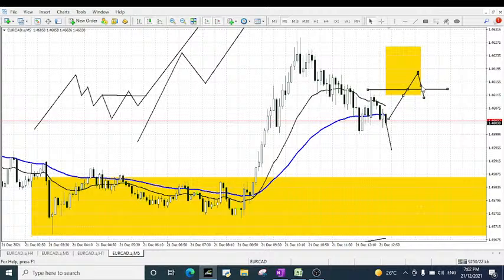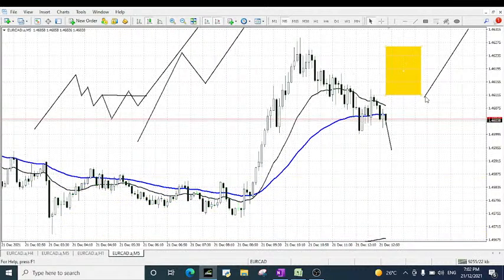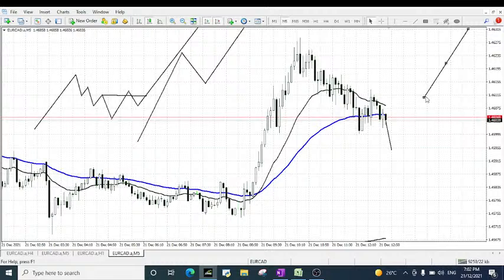Then we wait for some kind of pullback. Then we take it up. We go long. Until that happens, we just wait.